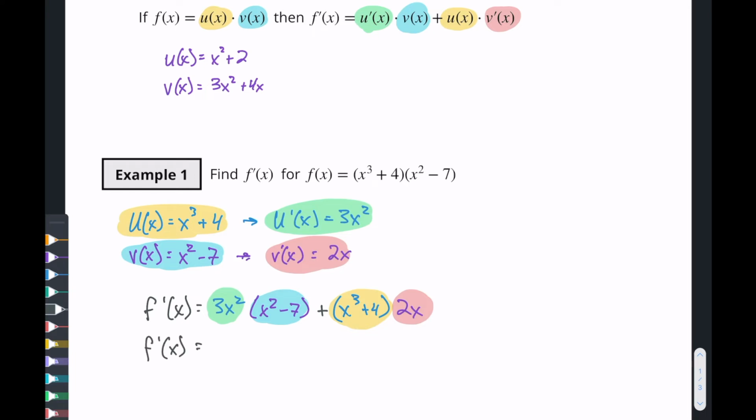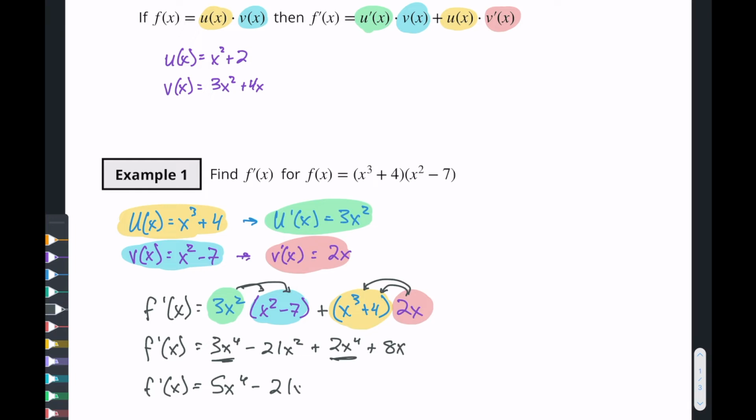So I'll take 3x squared and distribute that across this parentheses. So I have 3x to the fourth minus 21x squared plus, and now I'm going to distribute the 2x across these two pieces. So I'm going to have plus 2x to the fourth plus 8x. And now I look for my like terms. Here's two like terms. So I'm going to just take it that one step further. So 5x to the fourth minus 21x squared plus 8x.